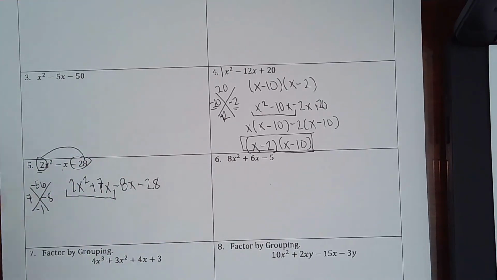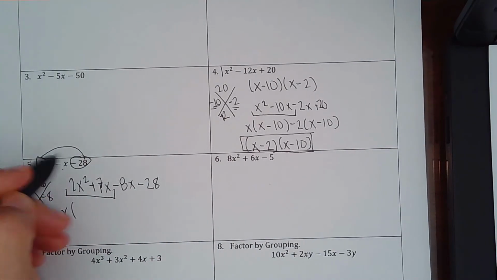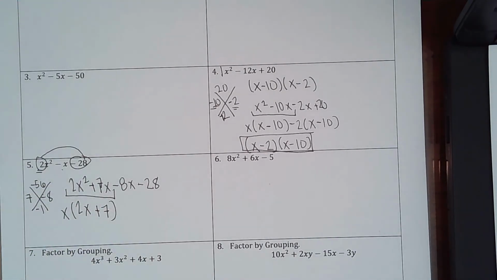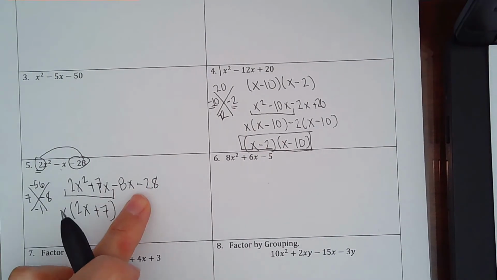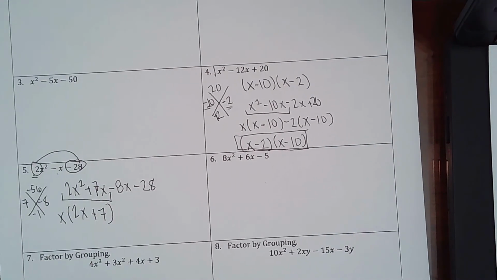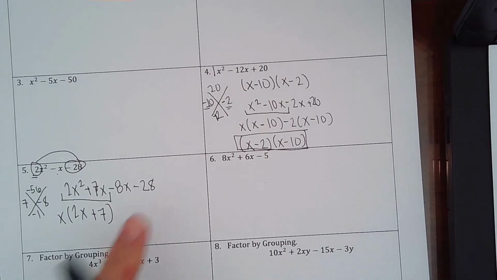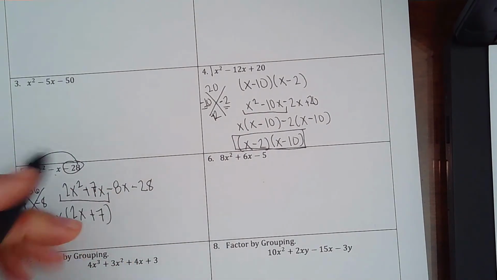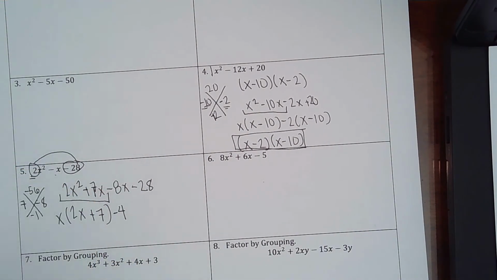So I'll see that I can factor out an x here. And I'll have a 2x plus 7. And then over here, I can see that I can factor out a 4. And if I pay attention right here, I'll see that this term is negative. So a negative 4 is what I'll factor out.